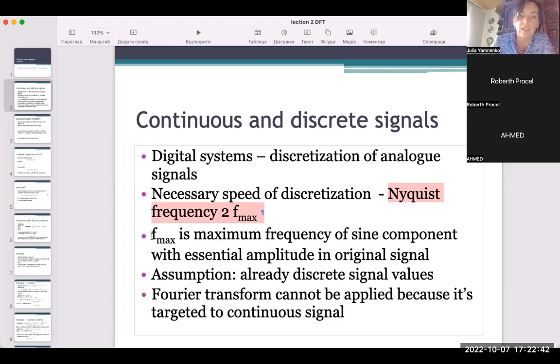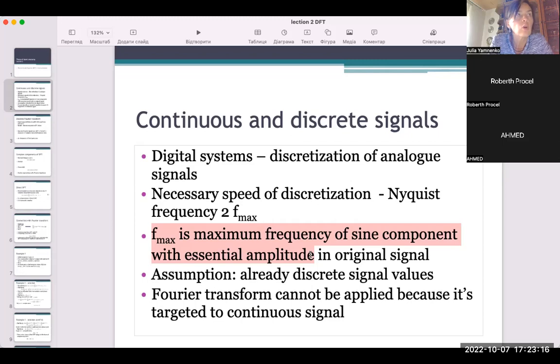You can see on the slide that F maximum is the maximum frequency of the component with essential amplitude in the original signal. So for different original signals, this maximum frequency will be different, because for some signals it could be only, let's say, a couple of harmonics, not more than 10. So we can define this as the frequency of the last non-zero harmonic.